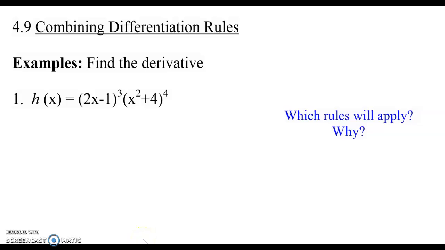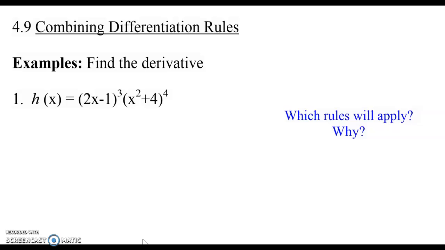Welcome back, grade 12s. We're going to look at pages 17 to 19 today in 4.9, where we combine the differentiation rules that we have learned: the power rule, which we've sometimes called the elementary rule, the product rule, the quotient rule, and the chain rule. Beside each of these questions, you'll notice there's the question, which rules apply here? And we're going to talk about that as we go.